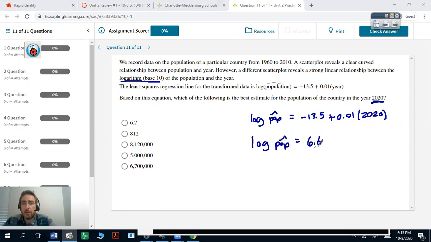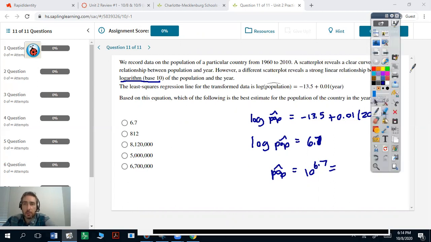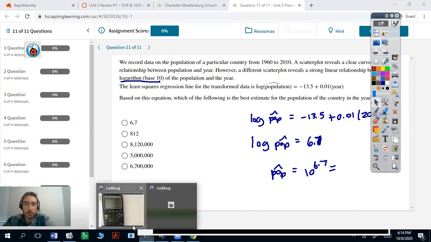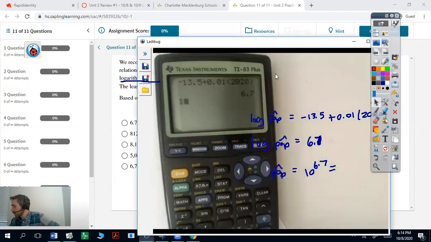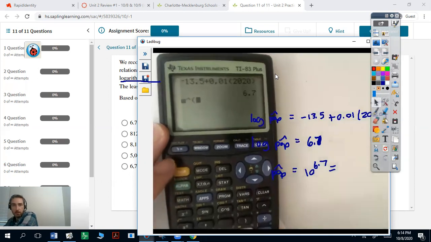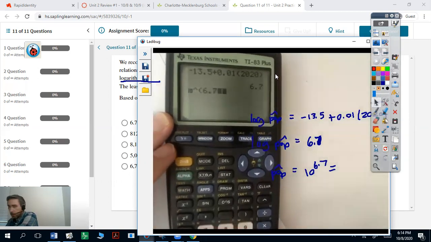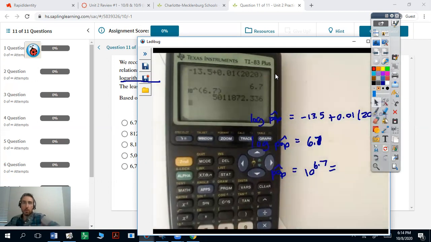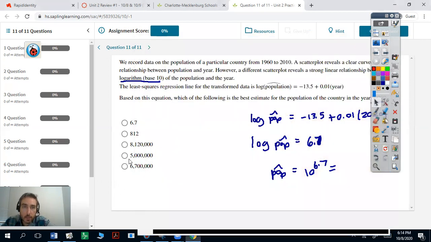That means we have to do 10 to the power because it's base 10. So you do 10 to the 6.7 power. So you put that in your calculator and you'll get a bigger number, and that's going to be a little bit more representative of the number for our population. So I plug that in, 10, you can do second log if you want. And that's going to get us 5,011,872. So that would be our best estimate right there.